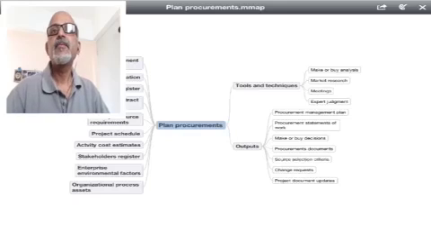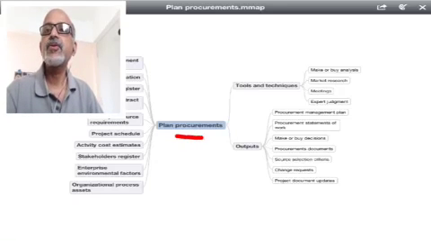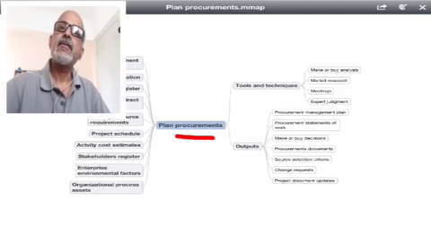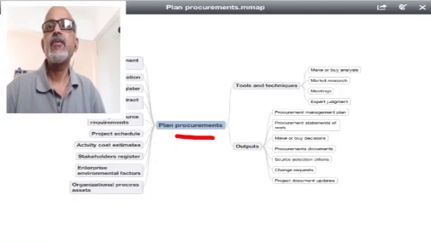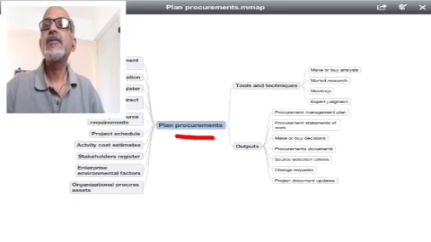Yeah, hello. This mind map explains the plan procurements process, which is all about what to buy, when to buy, how to buy, and from whom to buy, of procurements in a project. So this is a major decision, especially in large projects or multi-location projects.